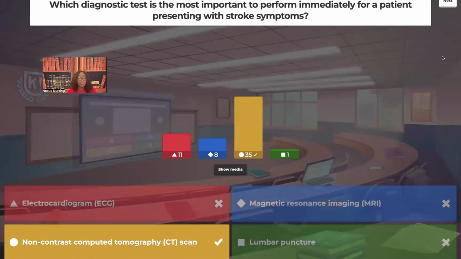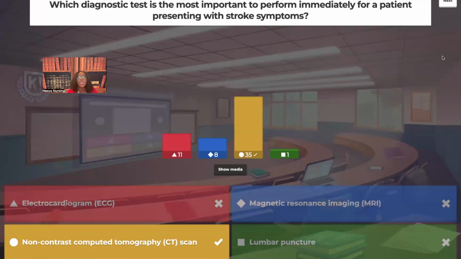Very good. Non-contrast. Very good. Notice it said non-contrast CT scan. We don't know if that patient has a hemorrhagic stroke, right? Non-contrast. We do not use contrast media. Very good. Now, that's the correct answer. Let's talk about the incorrect answer choices.